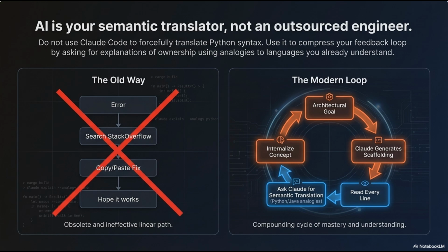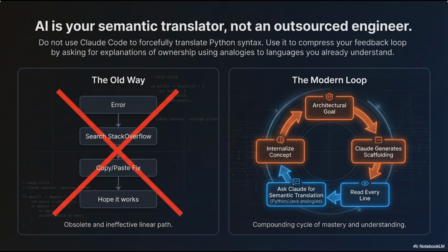A practical workflow looks like this. You describe your architectural goal, Claude generates the initial Rust code, and then you read every single line. If there is a symbol, a lifetime annotation, or a keyword you don't fully grasp, you stop. You ask Claude to explain it. You spend 5 minutes clarifying concepts that would otherwise take hours of forum hunting on Stack Overflow.